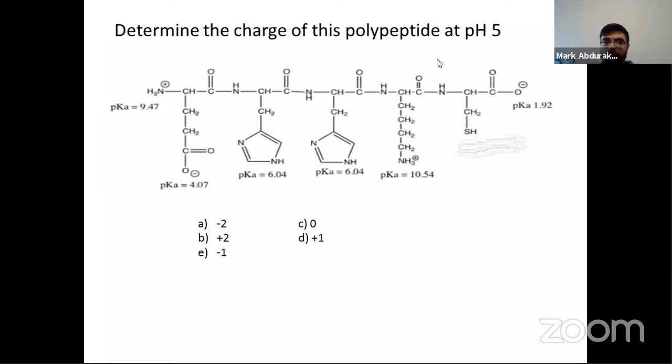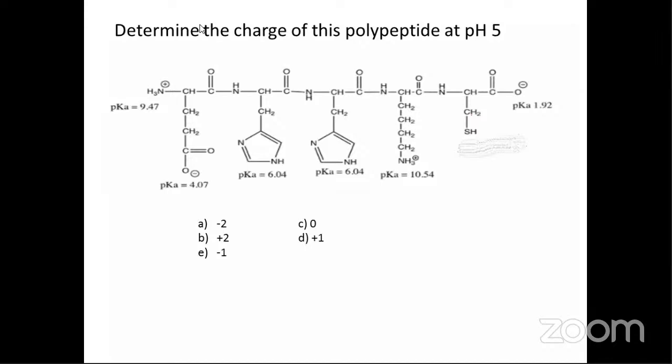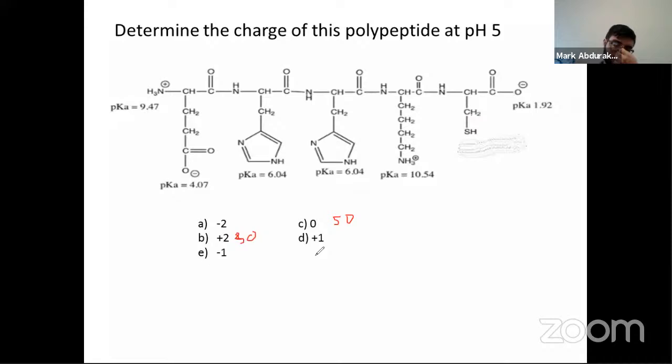Okay, maybe another 20 seconds. Okay, Tim, if you want to share the results. Yeah, so 50% said C, 20% said D, and 30% said B. I'm sorry, what did you say 20% said? Yeah, D. D, okay.